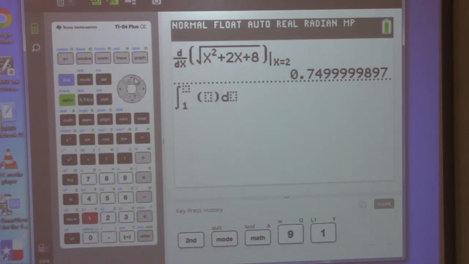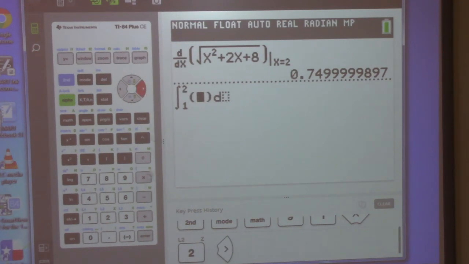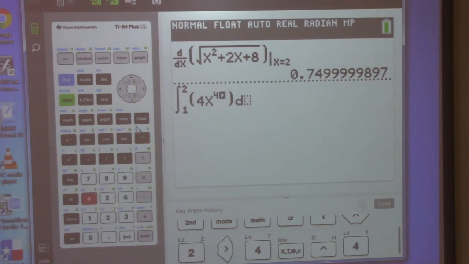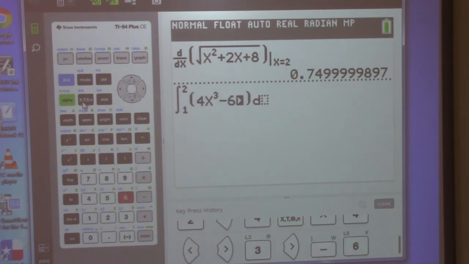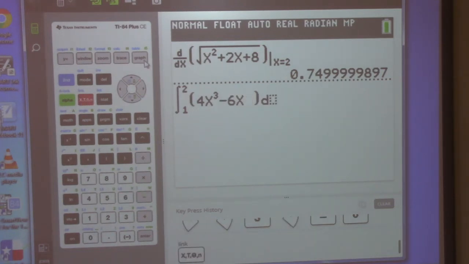and we're going to go for our limits or bounds of integration, 1 to 2. And here we're going to put 4x to the fourth, cubed, excuse me, it's going to be 4x cubed. Yeah, thanks for catching that. 4x cubed, and what is the next thing? Minus 6x. Yes, and we're going to go dx here.